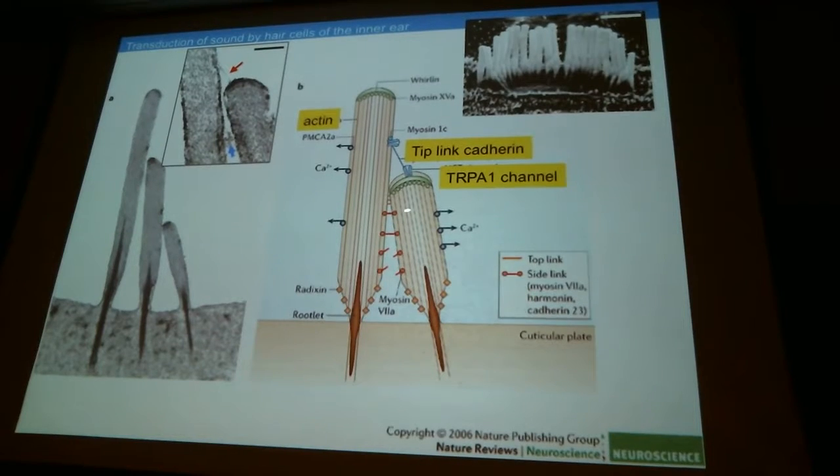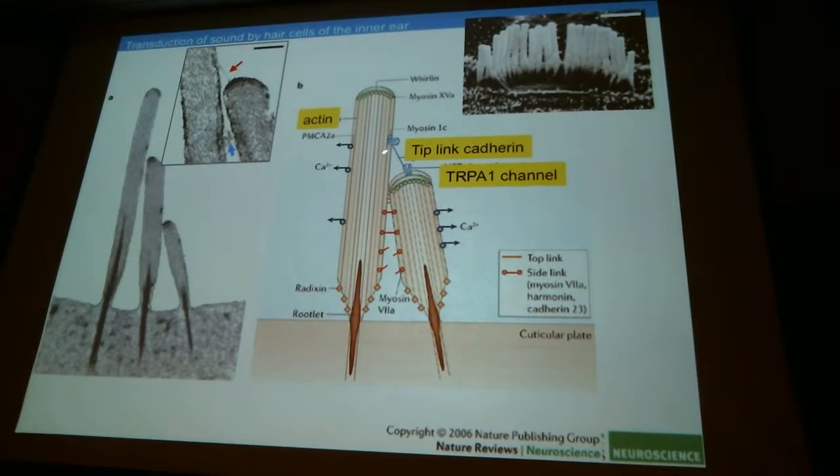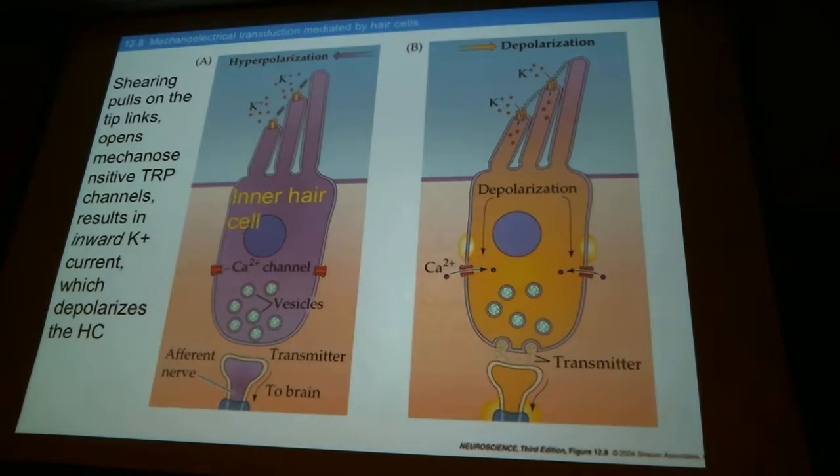Now we know a little bit more about some of the proteins involved in this. This is a type of cadherin that connects 2 channels. So this is one of those TRP channels again. Remember we talked about the whole family of TRP channels being mechanosensitive. This is a particular one, TRPA1. And then there's a whole lot of actin. There are a lot of interesting protein interactions here that we don't really have time to get into, but those are the main ones. So it's literally a mechanosensitive system.